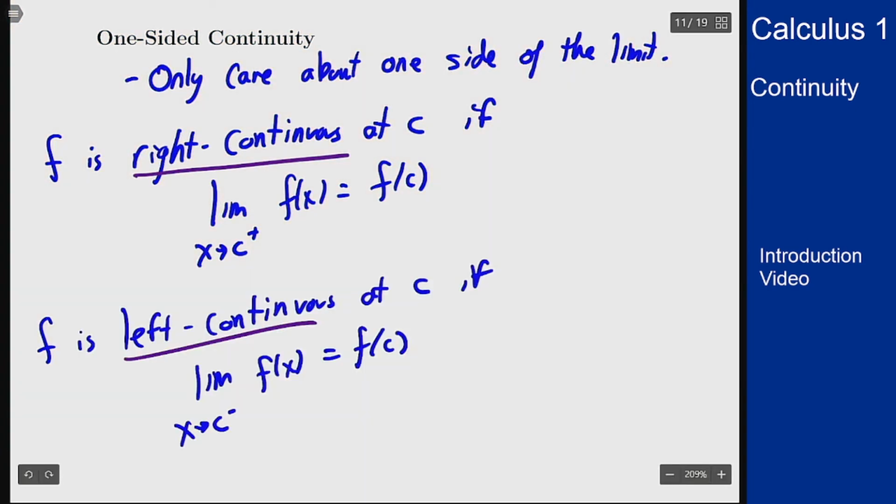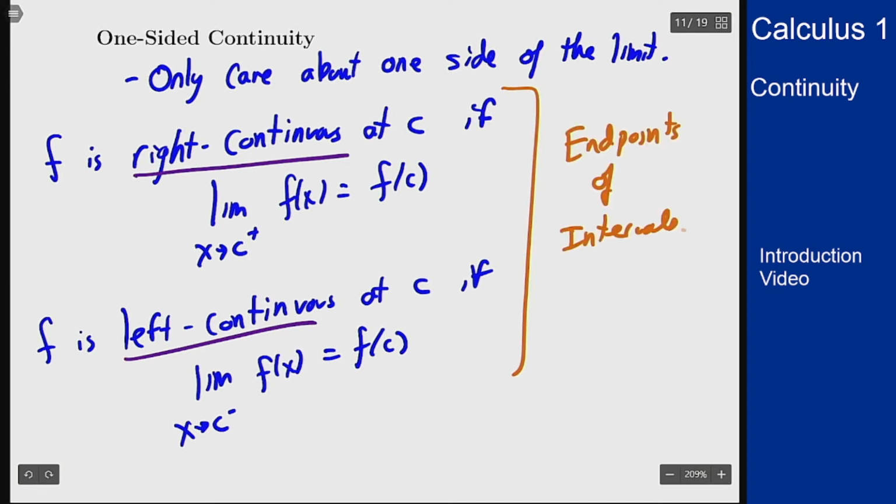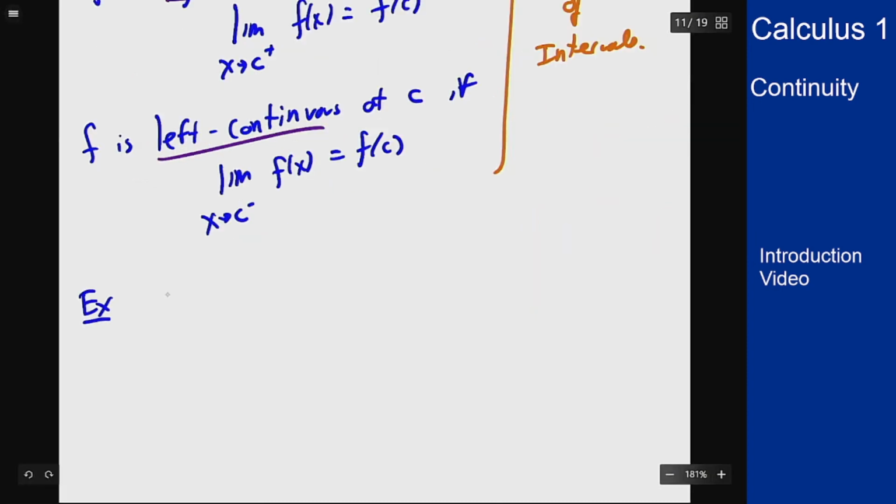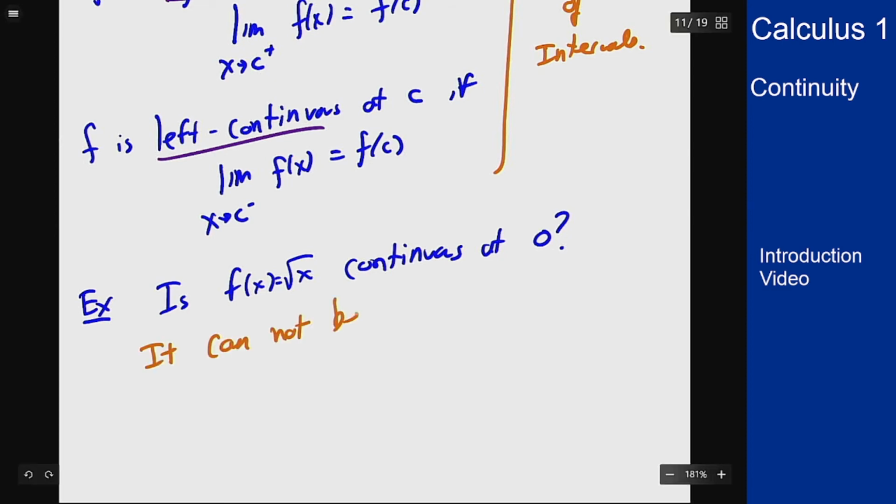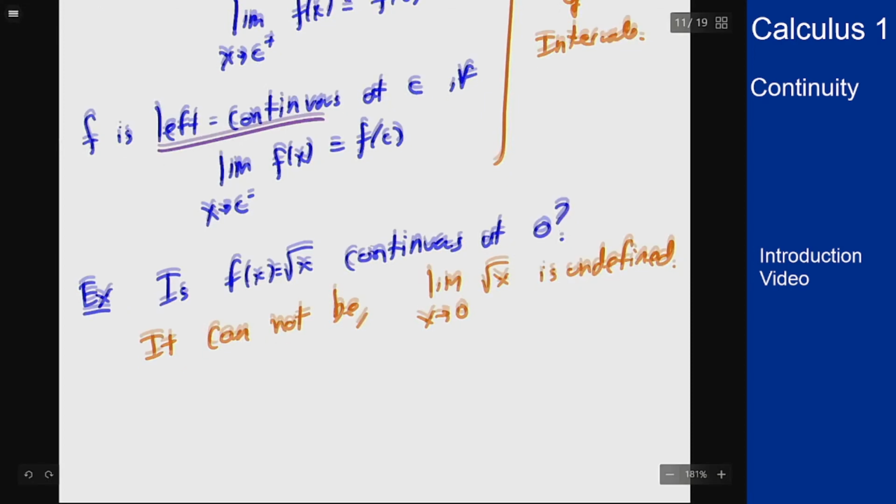The big time these become useful is when you're looking at endpoints of intervals. For example, is the function f of x equals square root of x continuous at 0? The issue here is that it can't be, because I'm not allowed to take the limit as x goes to 0 of root x, because I can't plug in a value to the left of 0. If the value is negative, I can't take the square root of that number. So this is not defined, so I can't take the limit of this function as x goes to 0. In particular, I can't take the two-sided limit. However, I can take the one-sided limit.